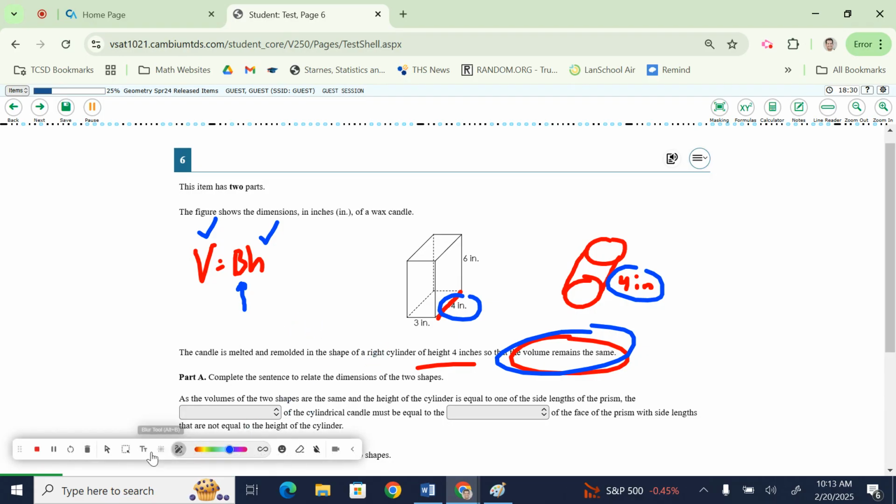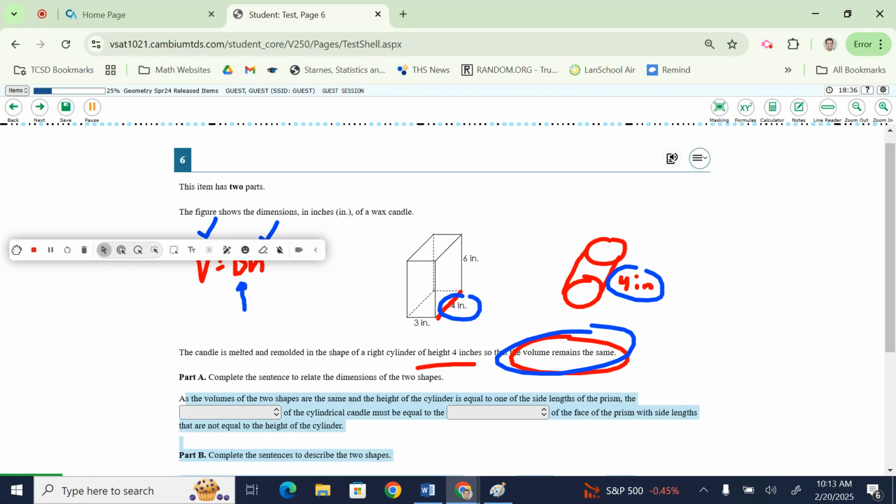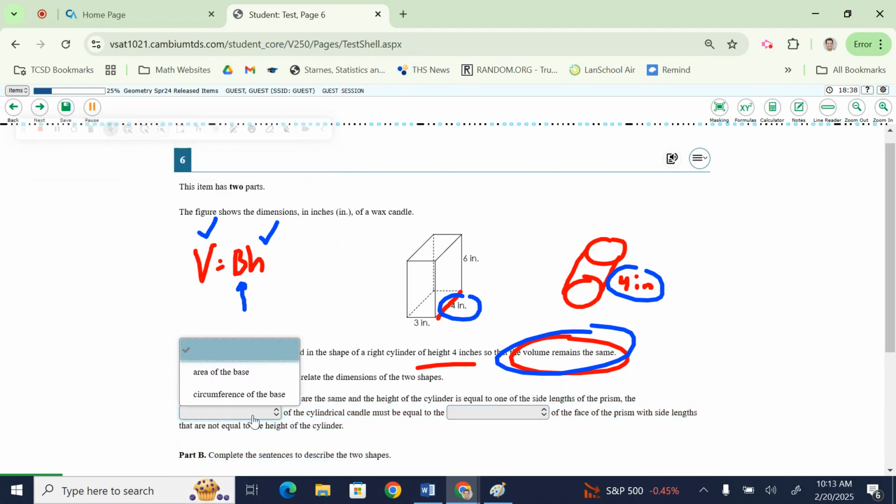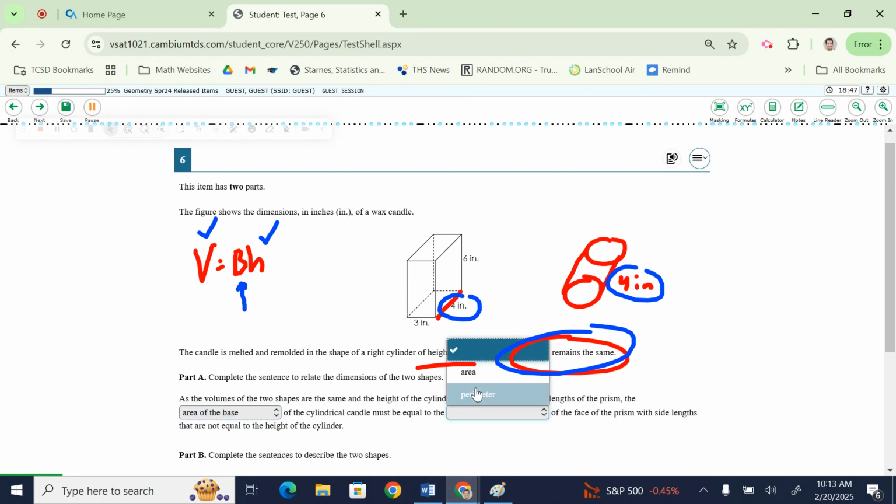So if we take a look at this drop down, let's see what it says. I got to move this. Sorry, give me 1 second. So it says the area of the base of the cylindrical candle, the area of this circle, must be equal to the area of the face of the prism with side lengths that are not equal. So again, it's the idea that the base areas must be equal.